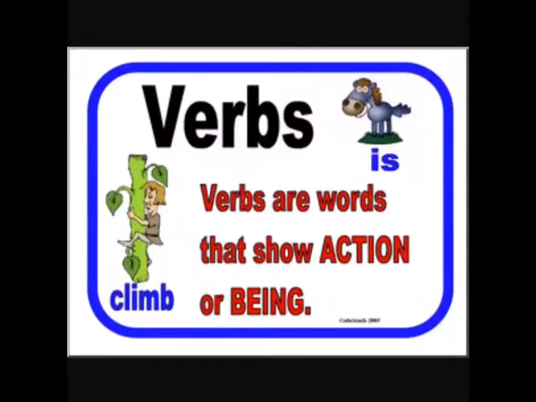But sentences not only describe things, they also describe what things are doing. Actions are called verbs. Verbs are words that show action or states of being. All action words, like climb, run, play, are verbs describing the actions taking place. Verbs can also describe states of being, like is, was, or will be.